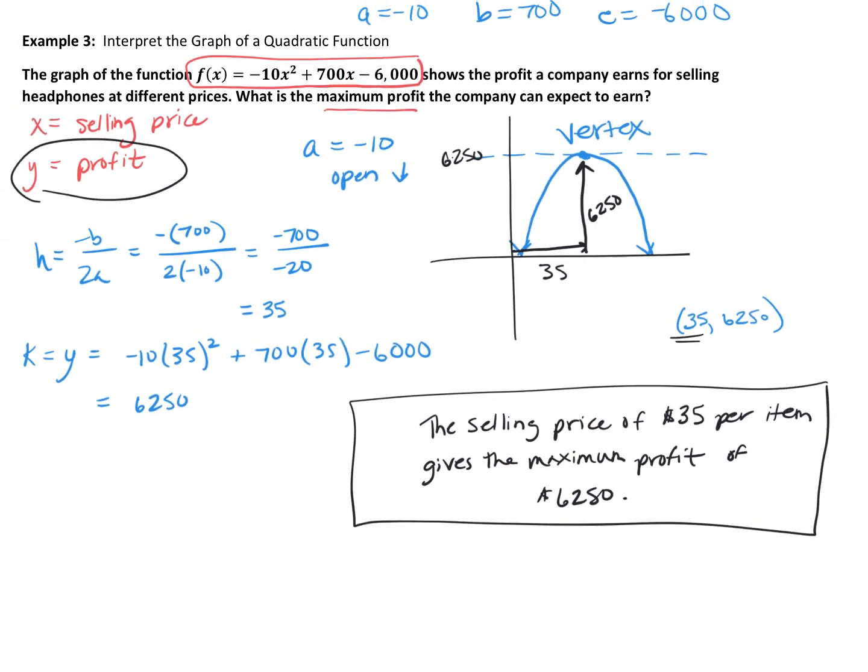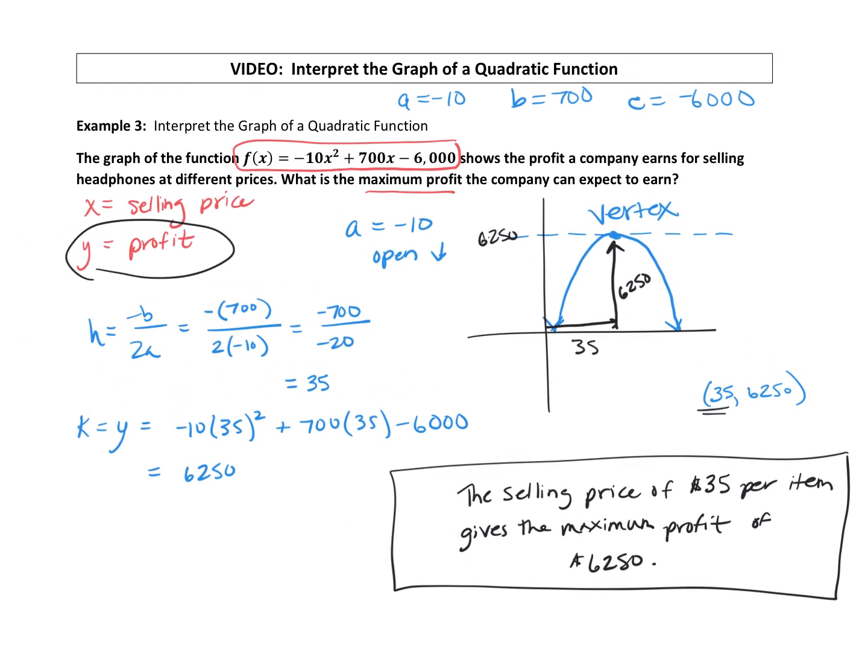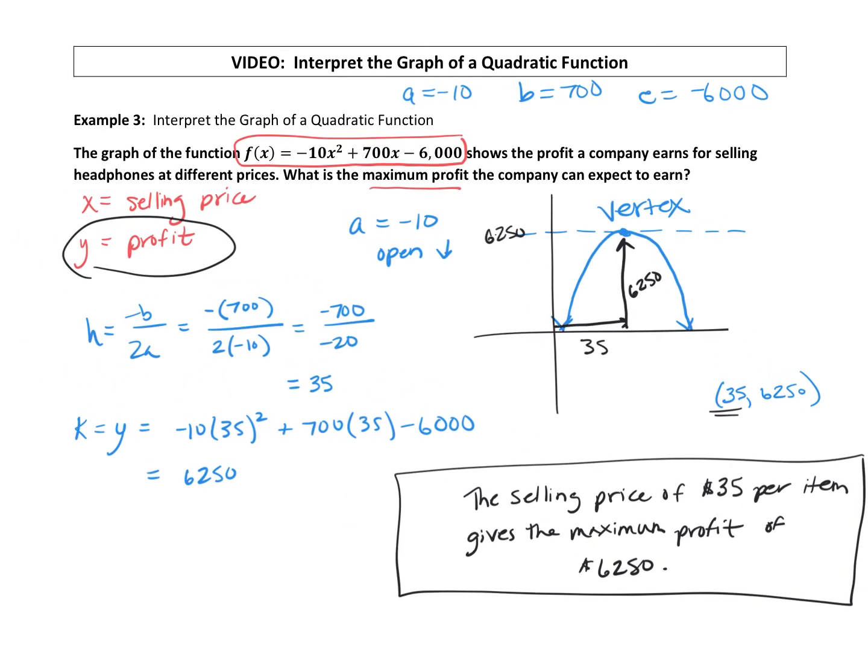So for this example, understanding some key features of standard form was very key. Understanding that this parabola was opening down and that the vertex would get us that highest value, that maximum value, and that's how we got that $6,250.